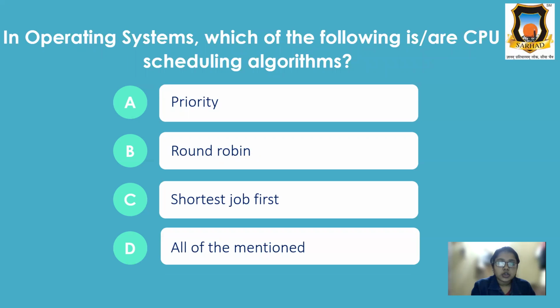Question. In operating systems, which of the following are CPU scheduling algorithms? Option A, priority. Option B, round robin. Option C, shortest job first. And option D, all of the mentioned. And the answer is option D, all of the mentioned.